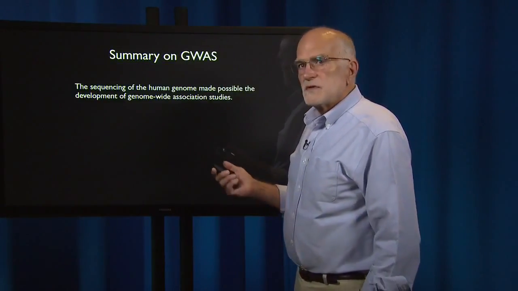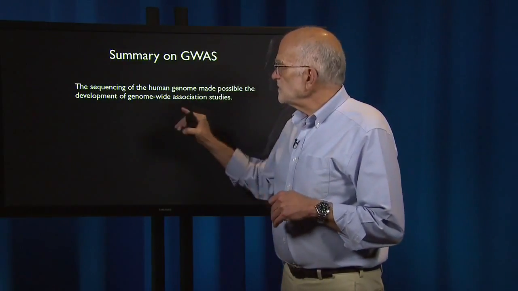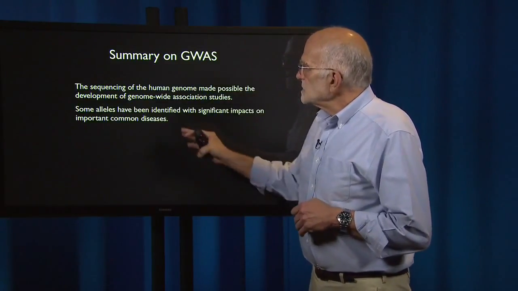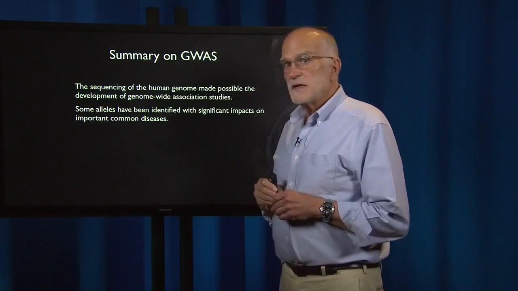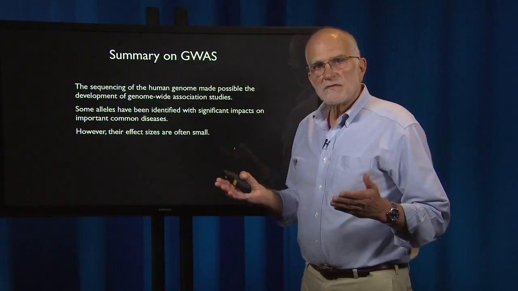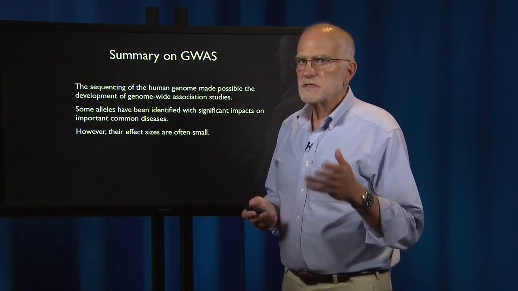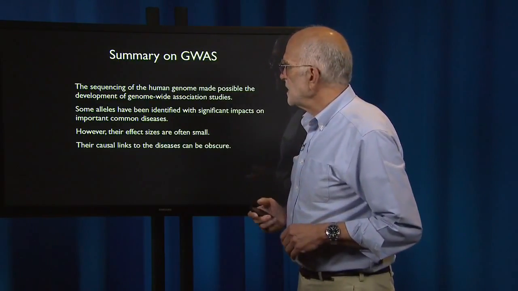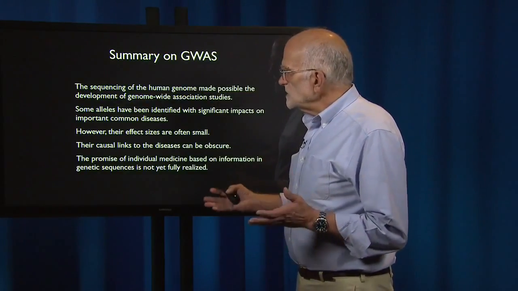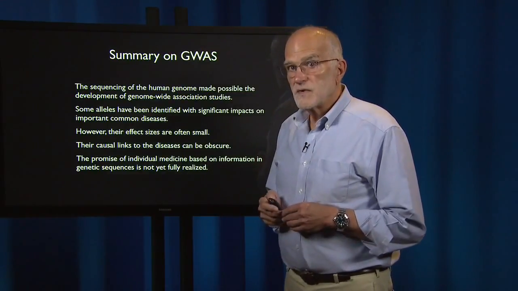So to summarize first on GWAS, the sequencing of the human genome made possible the development of these genome-wide association studies, GWAS. Some alleles have been identified with significant impacts on important common diseases. However, their effect sizes are often fairly small. We're not able to explain very much of the susceptibility to those diseases through genetic variation of this type. Their causal links to the diseases can be obscure, and that means that the promise of individual medicine based on information and genetic sequences is not yet really fully realized.